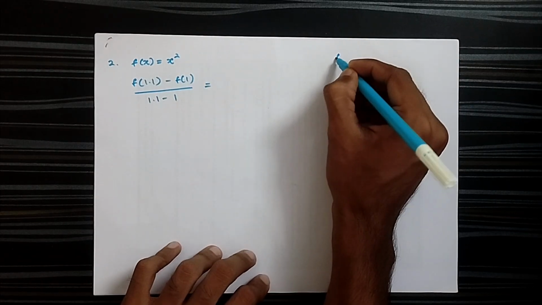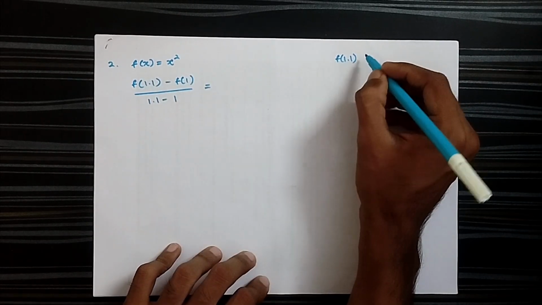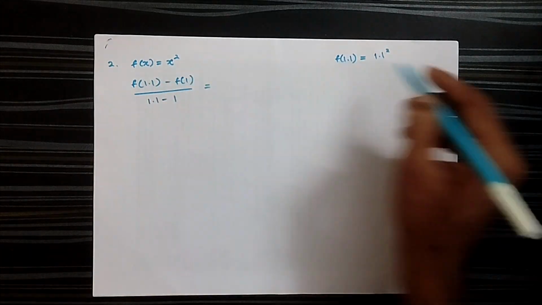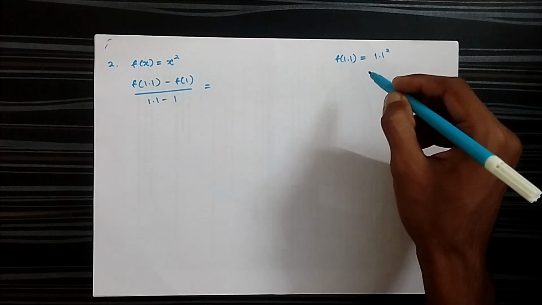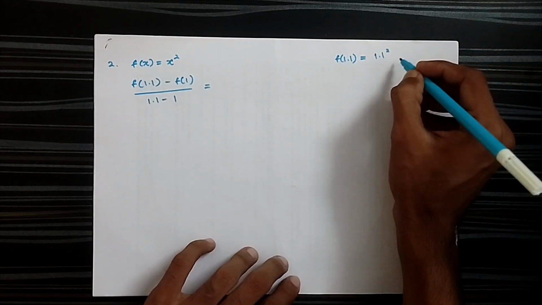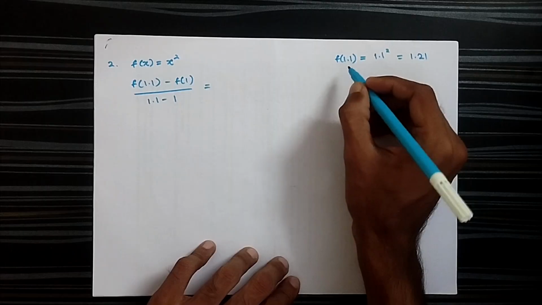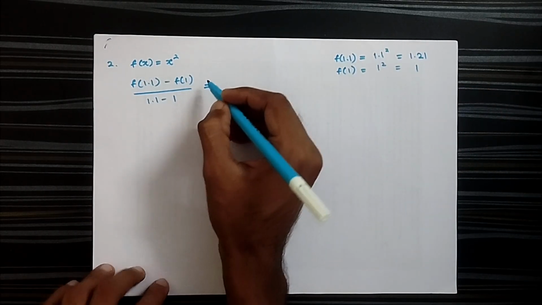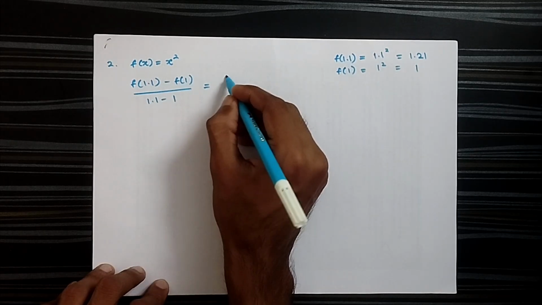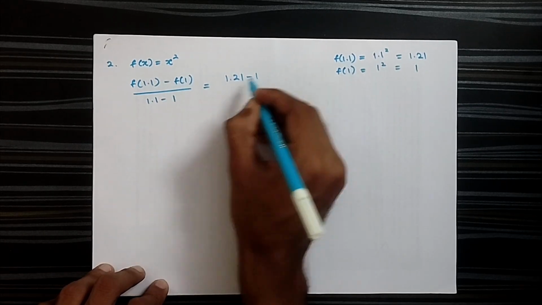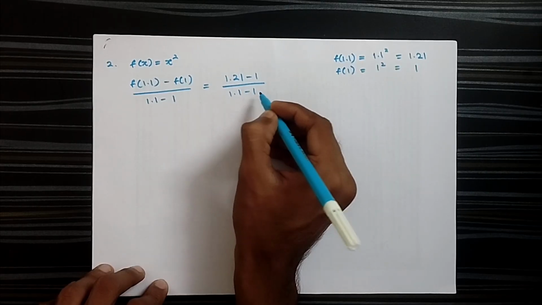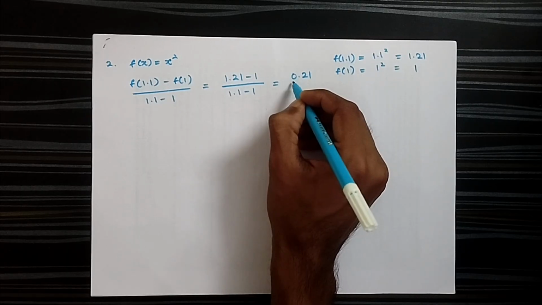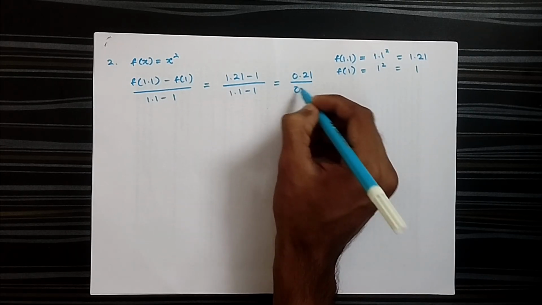So let's do that. F of 1.1 is equal to 1.1 square, by the definition of the function x square. So if x is 1.1, it will be 1.1 square, which is equal to 1.21. F of 1 would be 1 square, which is equal to 1. So f of 1.1 is 1.21, f of 1 is 1, divided by 1.1 minus 1. Now we just calculate: 1.21 minus 1 is 0.21 and 1.1 minus 1 is 0.1.